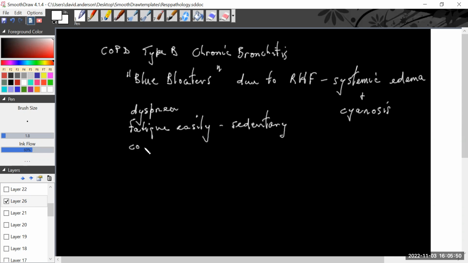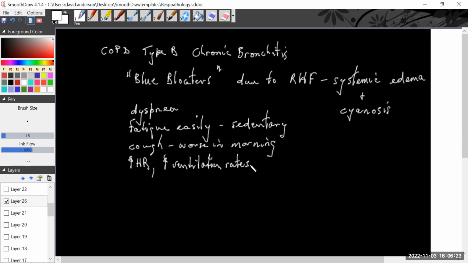We've got a cough that's worse in the morning, and that's mostly about postural change. To be diagnosed as chronic, that cough probably has to be present for at least 3 months, more than 3 months duration, but it is pretty consistent. And we expect to see an increase in heart rate and an increase in ventilation rates. That's all about compensation, or attempts at compensation.